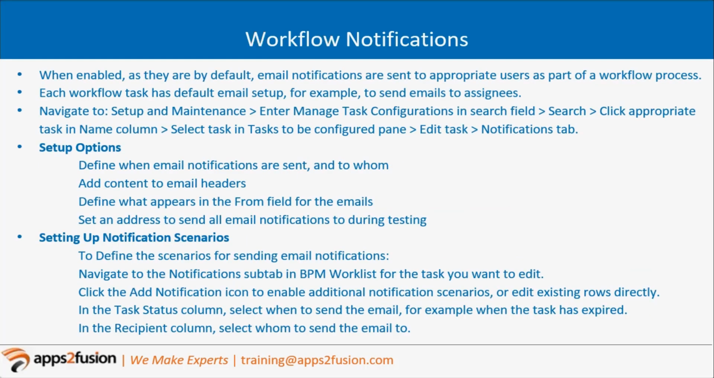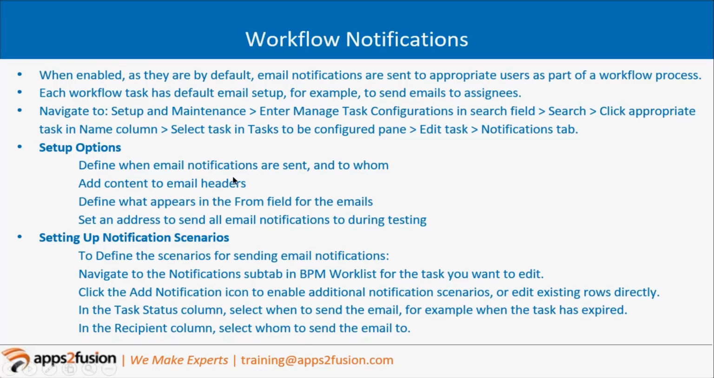By default they are enabled. So the email notification will be sent to only the appropriate users, what we have set up in the approval. Each workflow task has that email setup, which sends mail to the assignees. So this is how we get there. We get into the task configuration, like for financials or procurement, whatever, and then we click the appropriate task name on the left, which is approval basically, and then in that pane we get the notification tab down below.